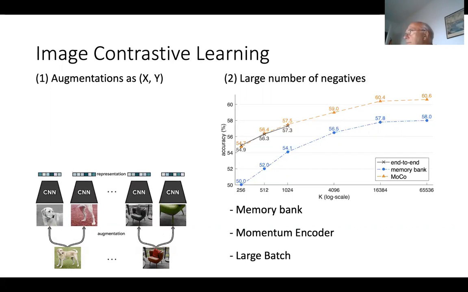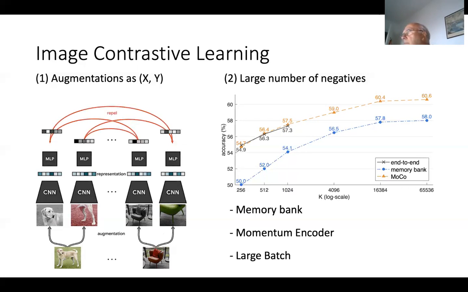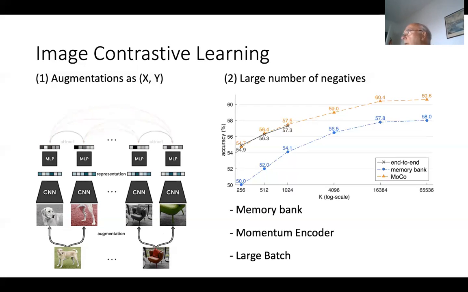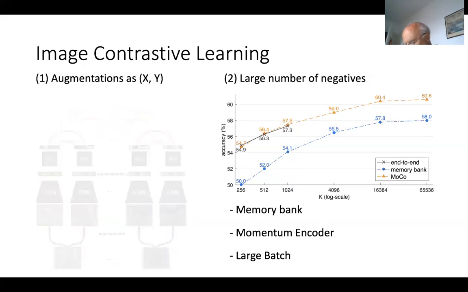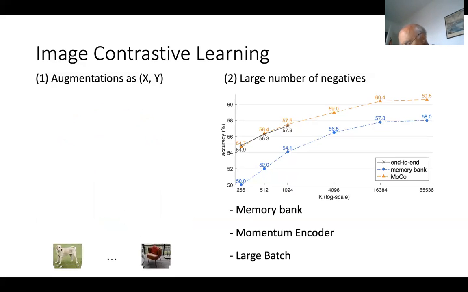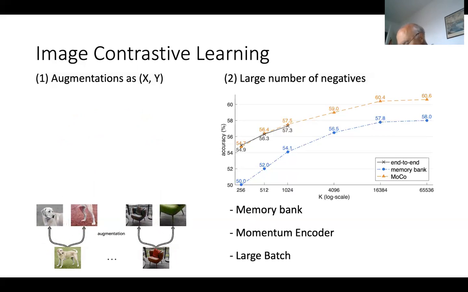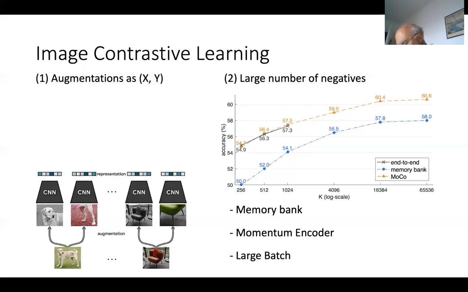And there are three previous mechanisms, which are a memory bank, momentum encoder, and large batch. So we will go over these three quickly. So in summary of these slides, for contrastive learning, there are really two things. First is how to define the two views, X and Y. And the second is how to have a large number of negatives.